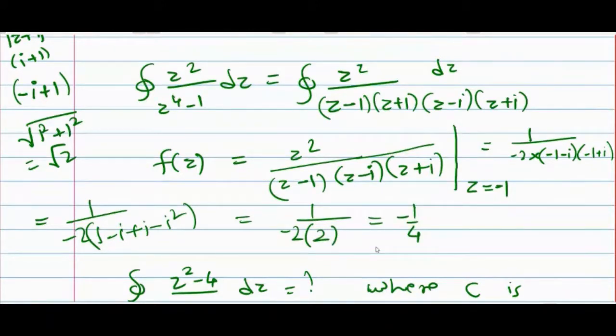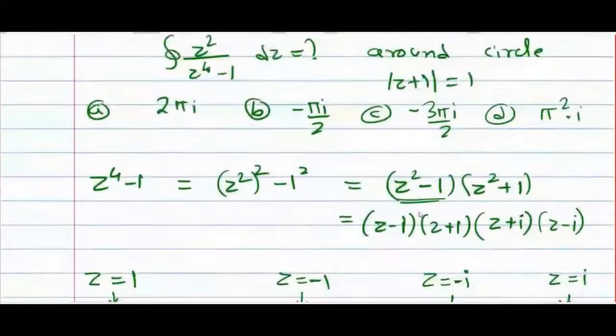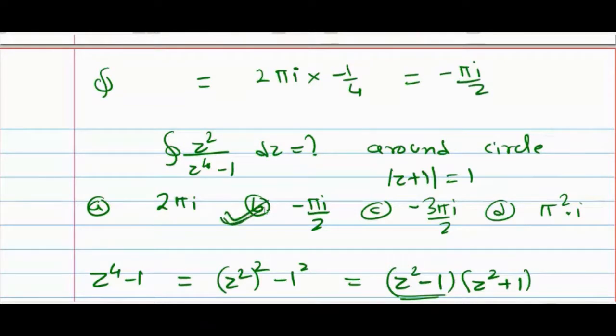Okay. You just take the screenshot. Afterwards you can also put z equal to -1. Check value should be -1 by 4. Okay. We know that integration answer is 2 pi I into value of the function at that point. So -1 by 4, so it gets cancelled out. So answer is minus pi I upon 2. So B is the answer.